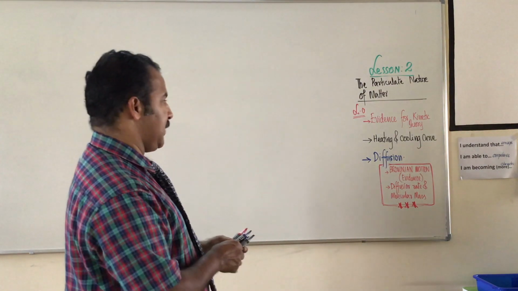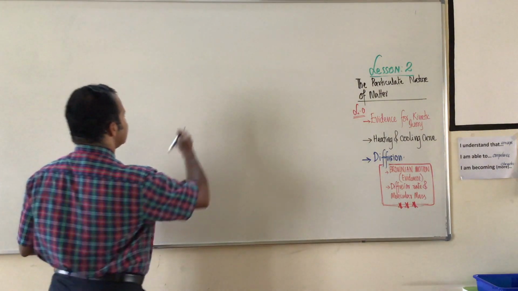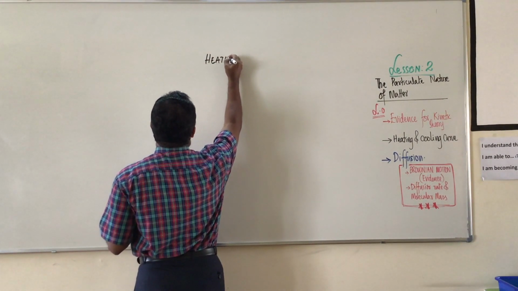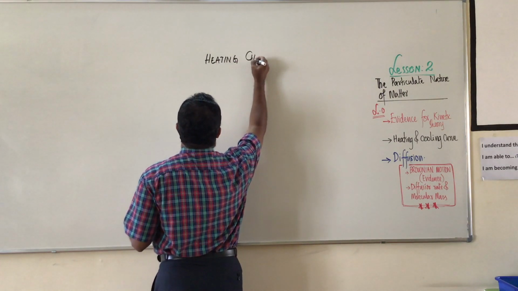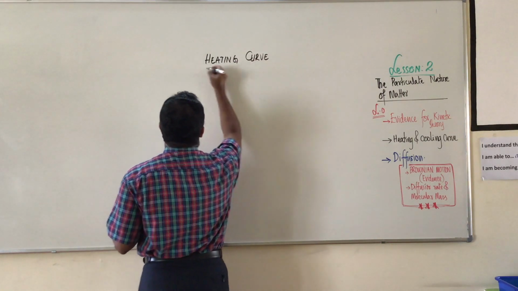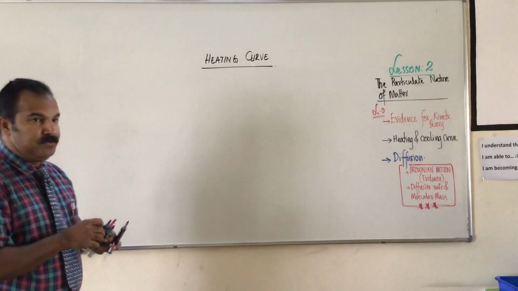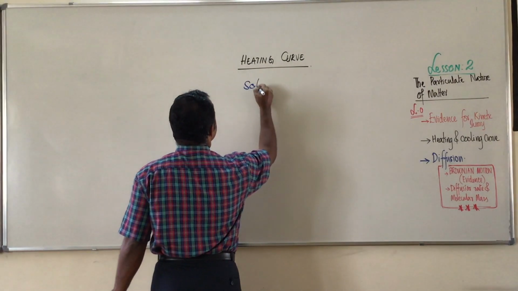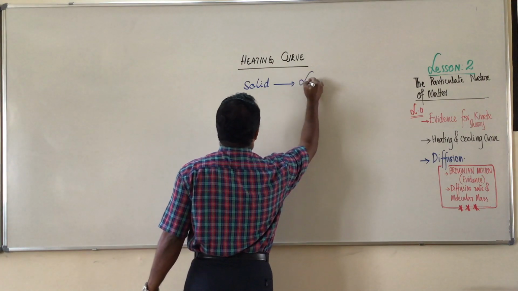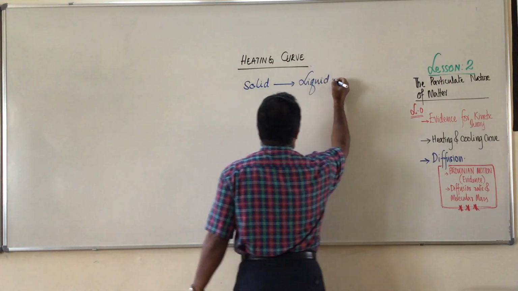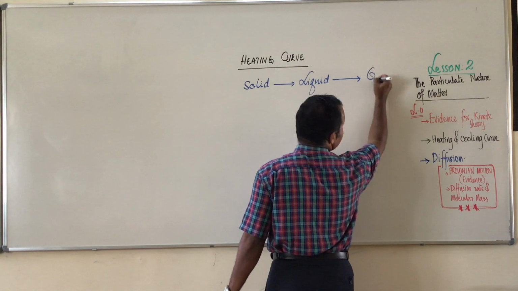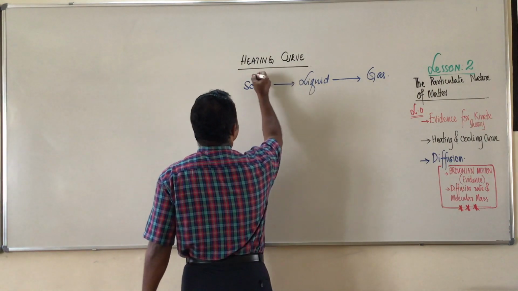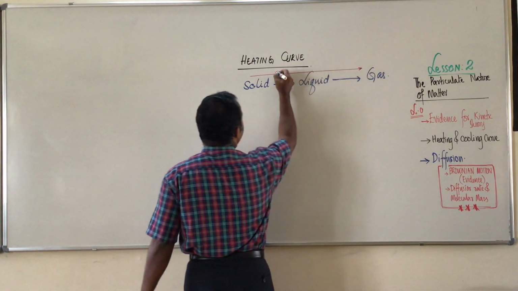Next subtopic is heating and cooling curve. First you take the heating curve. For heating curve, the heating is of a solid. When a solid is heated, it changes to its liquid, liquid to its gas or vapor. This is on heating. It absorbs heat.